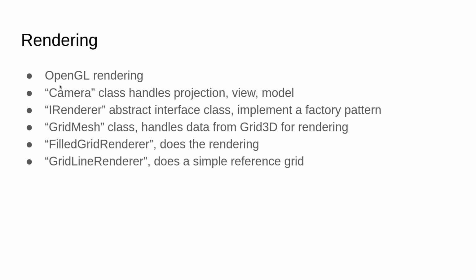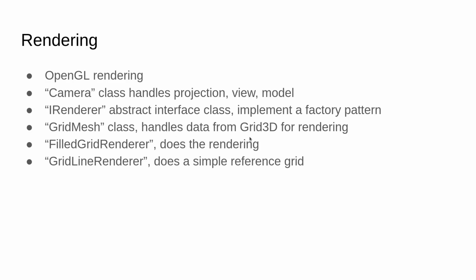We have OpenGL rendering. There's a camera class that handles projections, view, and model, that P times V times M coordinate space to get it plotting on your screen. We have something 3D and you want to project it onto something flat. That's what happens here. We have iRenderer, which is the abstract interface class. This is where we had the factory pattern. If you don't know what I'm talking about, this is more for me to remember. But the idea is you have a class that is super high level, and it is the skeleton of other classes that come after it. We have a grid mesh class.